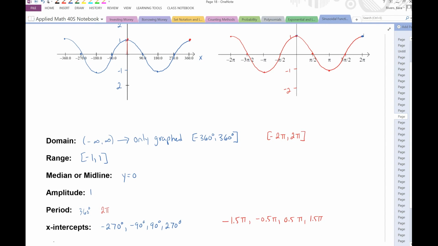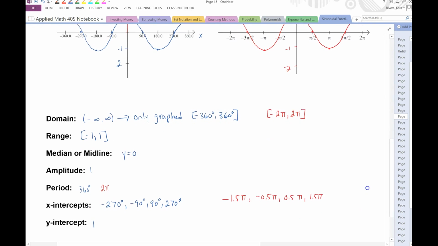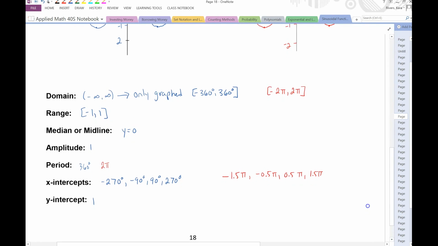In terms of our x-intercepts, that looks a little bit different than in our sine function as well. We have negative 270, negative 90, 90, and 270. And then in terms of pi radians, negative 1.5 pi, negative 0.5 pi, 0.5 pi, and 1.5 pi. And our y-intercept is 1.